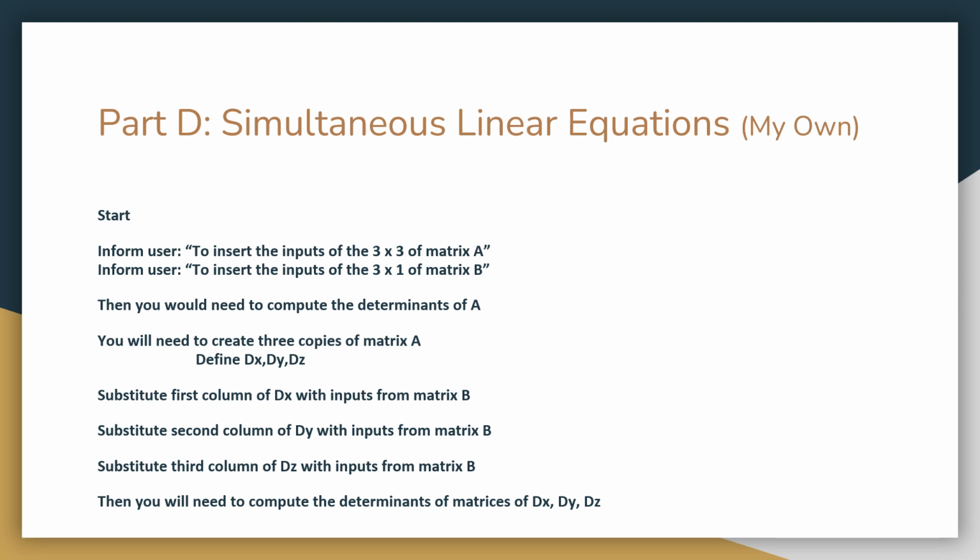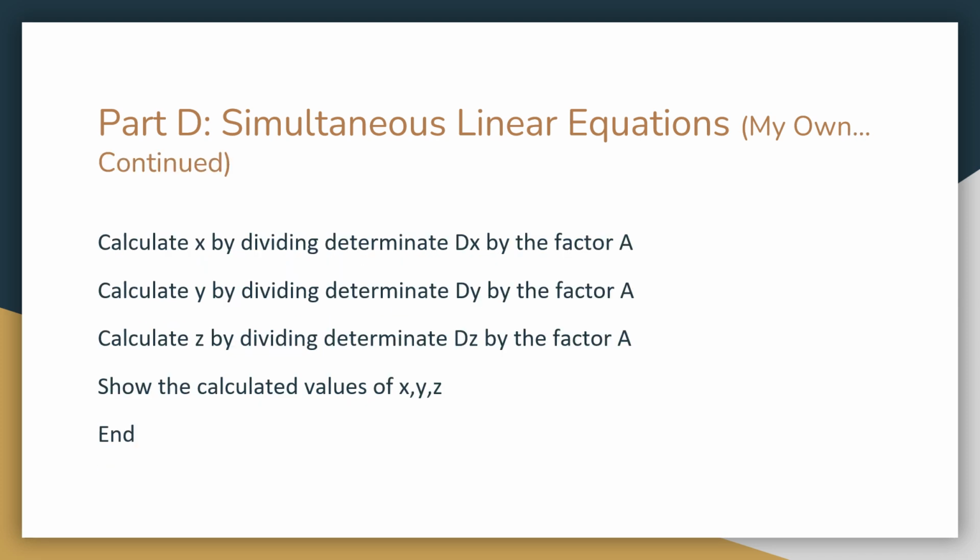And when you make 3 of them, you'll be substituting, so going now to the next line of pseudocode: substitute first column of dx with inputs from matrix B. So your first column is going to be substituted for your matrix B. And then you do the same thing for the second and third. So substitute second column of dy with inputs from matrix B. Substitute third column of dz with inputs from matrix B. So now, since you did all that, you would need to compute the determinants of matrices dx, dy, and dz. Moving on to the next slide.